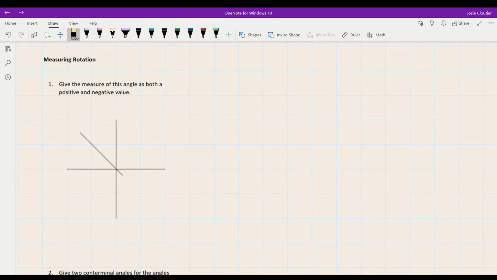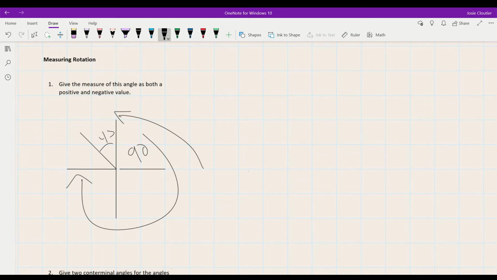Okay, so to do that, positive values are going to go counterclockwise, and negative values are going to go clockwise. Okay, so we know that each quadrant is 90 degrees. We have 90 degrees here. And as we just saw while I did the ruler, this is a 45-degree angle. So we go 90 plus 45 equals 135. So we know that the positive value is 135 degrees.